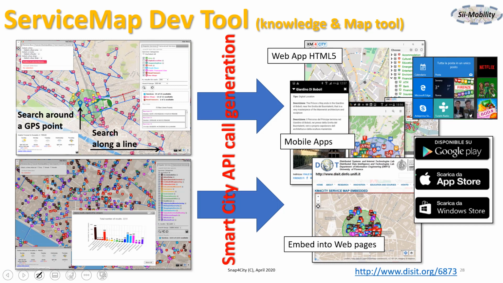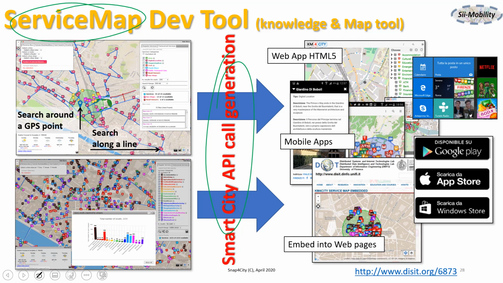So when you go to be a developer, you need powerful tools to understand which kind of data are available in a given area, and what could be the experience of the user. And so it simulates and explains how the Smart City APIs can really serve you as a developer to create a mobile app and web app. So this tool is called the Service Map.